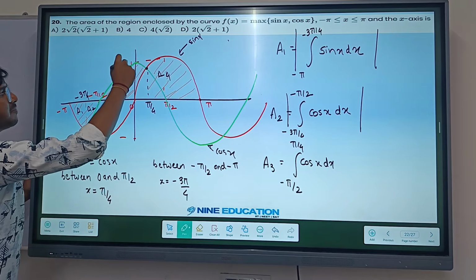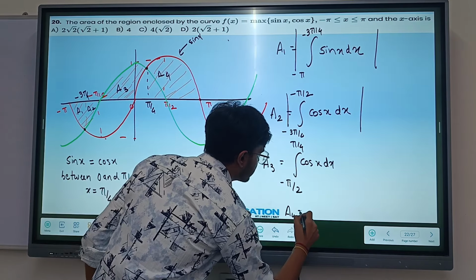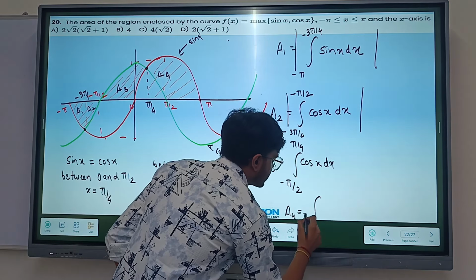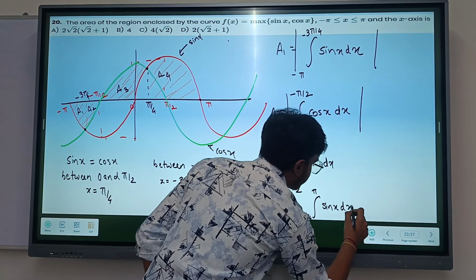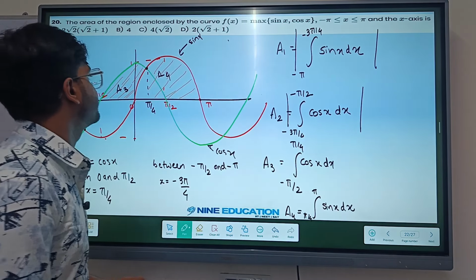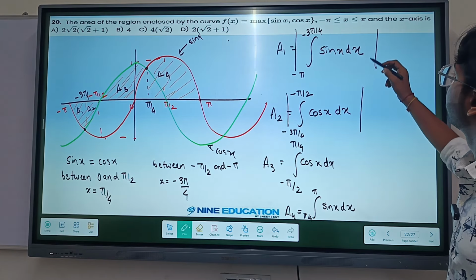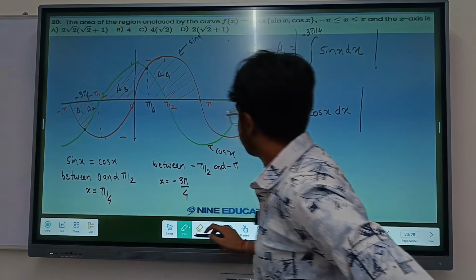A3 is from minus pi by 2 to pi by 4. And finally A4. A4 should be from pi by 4 to pi, where sin x is only greater. Pi by 4 to pi, sin x dx. So, moving forward, what do we have? Let's find A1. We'll do each one of them separately.